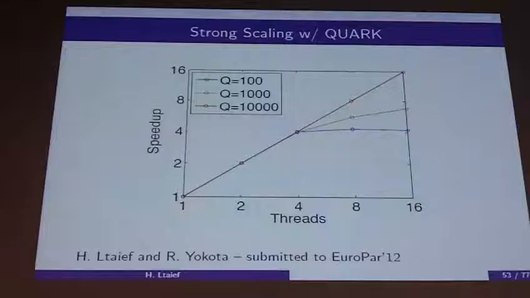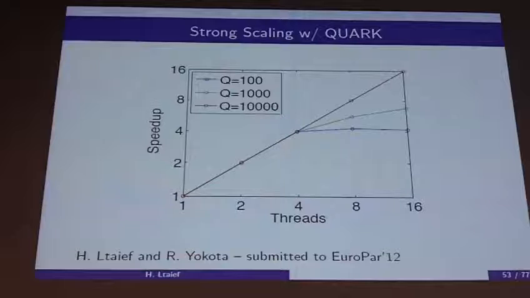All right, so here is the performance. This is a speed-up graph, strong scaling with QUARK. We have the number of threads on the x-axis and the speed-up on the y-axis, and there are 3 curves. Q corresponds to the number of interactions. This is your granularity parameter. As you increase your granularity, you make your actual kernels, huge kernels or super kernels, more compute intensive, and especially you can hide the overhead of the scheduler.